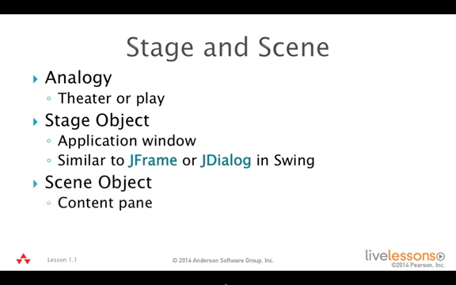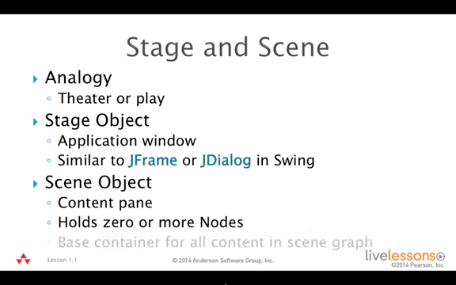Now, the scene object is a content pane capable of holding 0 or more node objects. A scene has a root property that holds graphical elements displayed on the stage. The scene is also the base container for all the content in the scene graph.